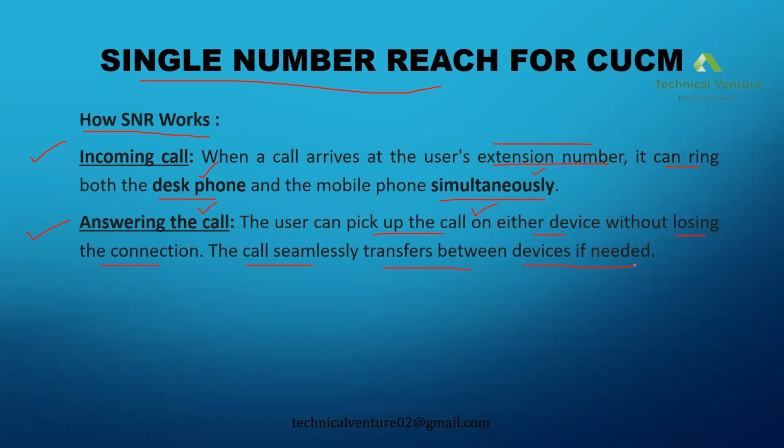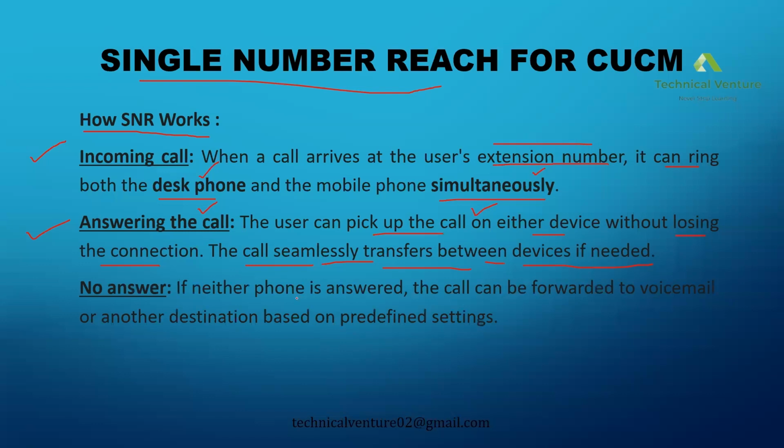And then you pick the call from your cell phone, and after picking the call, you move to your desk, and then you can simply take the call from the receiver as well, from the desk phone itself, because it will show the call is in progress although it is on your cell phone. If you want to take the call from your receiver, it will show it's in progress. You can just simply take up the receiver and talk with that person, right? That's why it says the call seamlessly transfers between devices if there is a need. Then no answer.